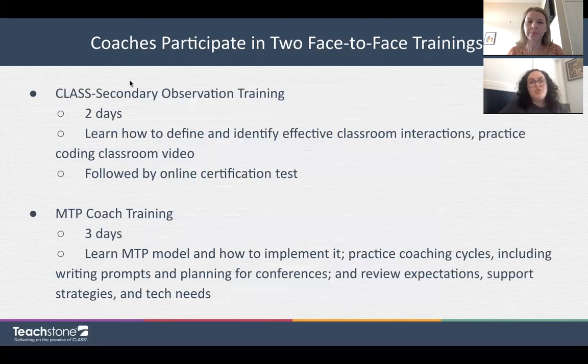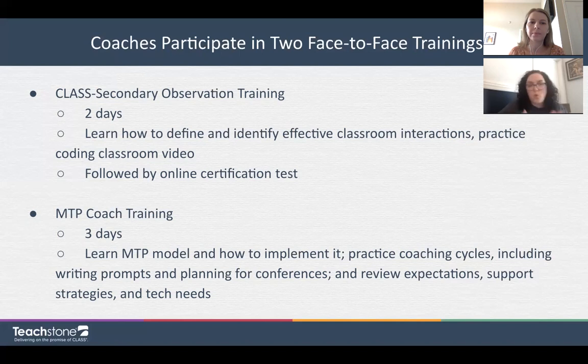So we start with two face-to-face trainings where the coaches all get to come together from different districts, first for a CLASS Secondary observation training. So that CLASS tool that we mentioned, this is where they learn about that CLASS observation tool, and they spend 2 days learning about how to define, identify, and sort effective classroom interactions. They actually get to practice coding classroom video.